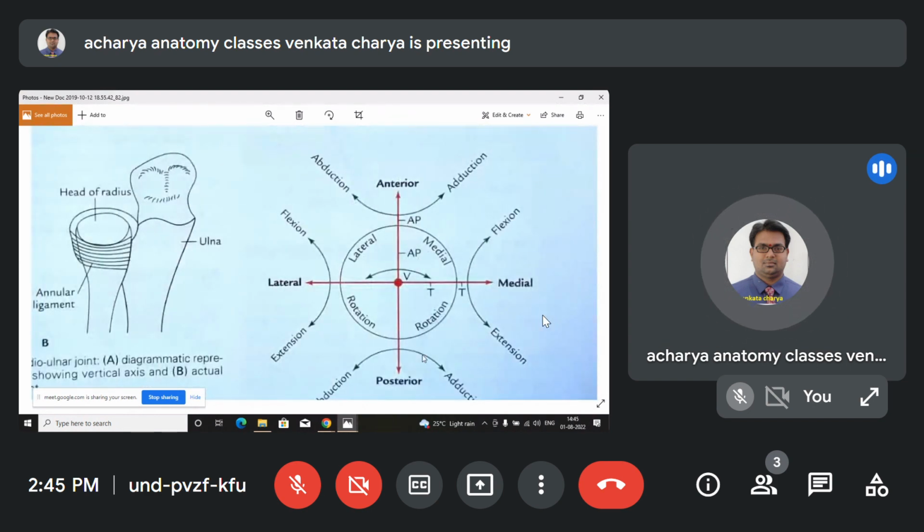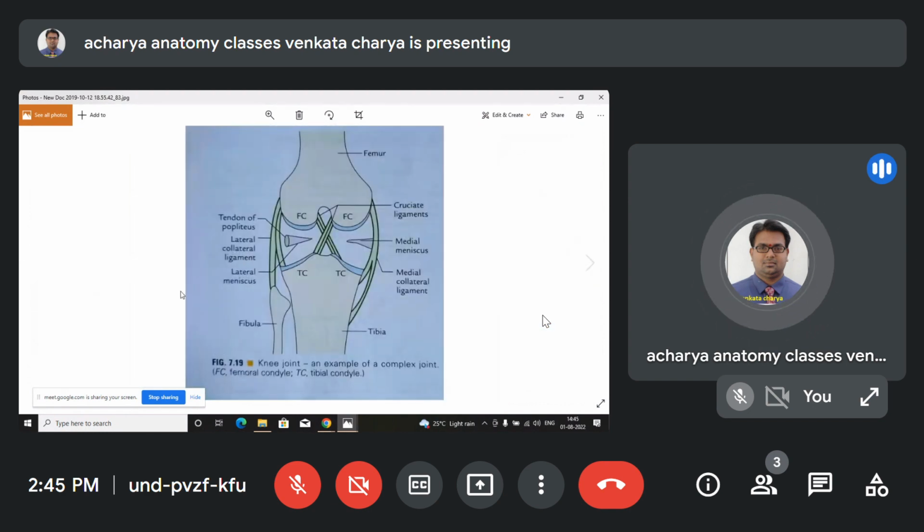See here, whenever we are passing the anterior-posterior axis, it produces adduction and abduction movement. Whenever we are passing the T, the transverse axis, it produces flexion and extension. Whenever we are passing the vertical axis, V, it produces medial rotation and lateral rotation. Are you getting? So this is the classification of the joints.